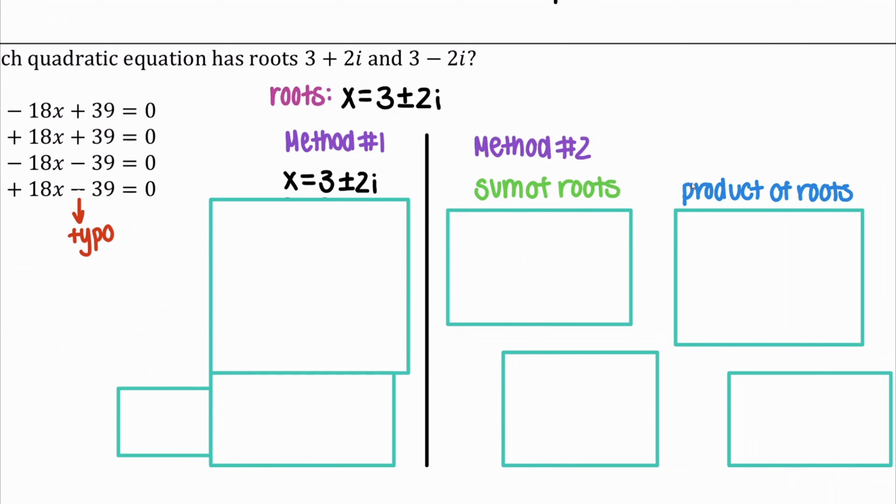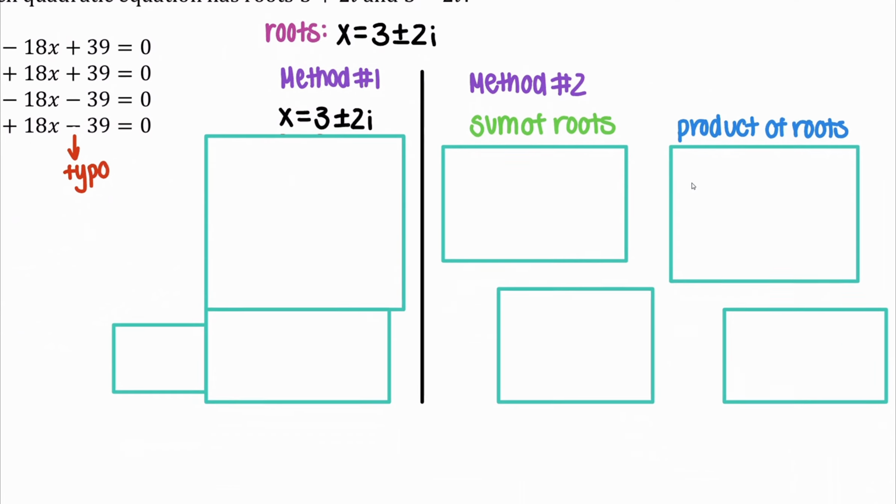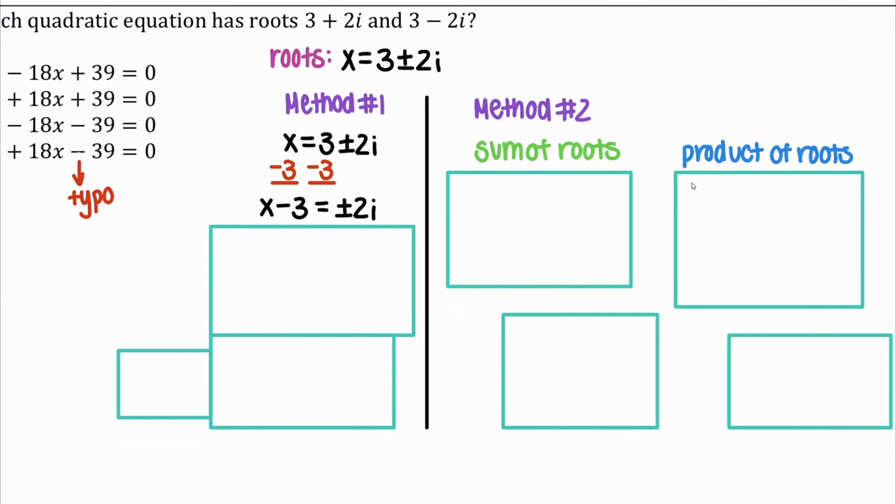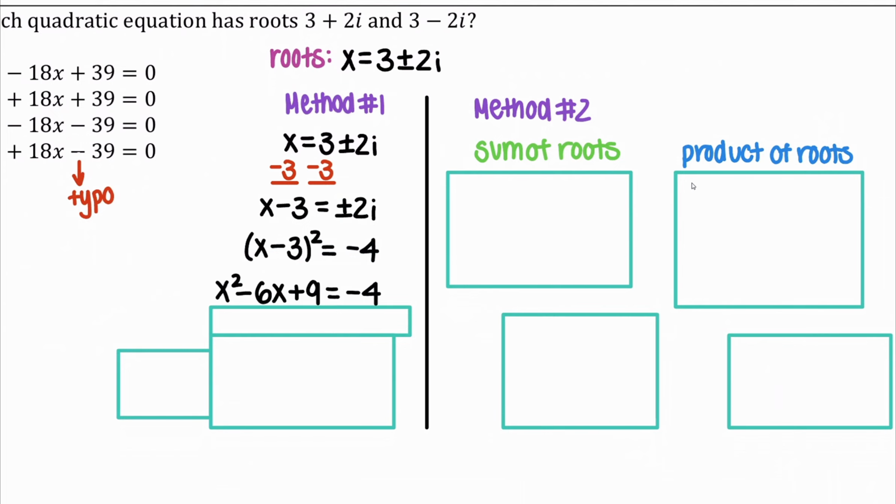Going with method number 1, if we reverse the process of solving for x, we can subtract 3 on both sides, giving us x minus 3 is equal to plus minus 2i. From there, because we're trying to create a quadratic equation, we square both sides, giving us x minus 3 squared equals negative 4. Multiplying out the left side gives us x squared minus 6x plus 9 is equal to negative 4.